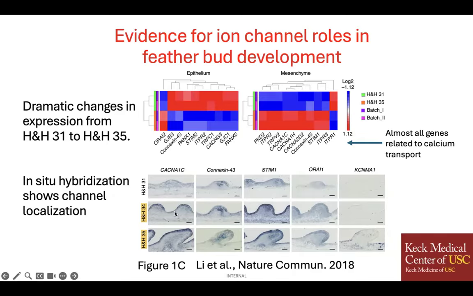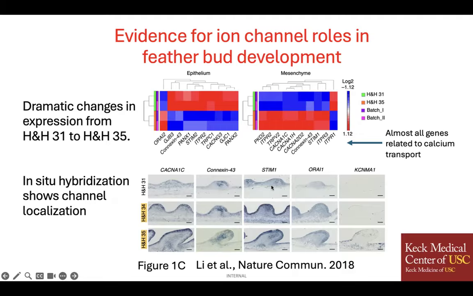So one of the voltage-gated channels here is shown, by the way, at different stages, 31, 34, and 35. You can see that it's expressed very highly in the epidermis, but also quite highly within the mesenchyme. Then we have the gap junctions, which are again expressed both in the epithelium and in the mesenchyme.